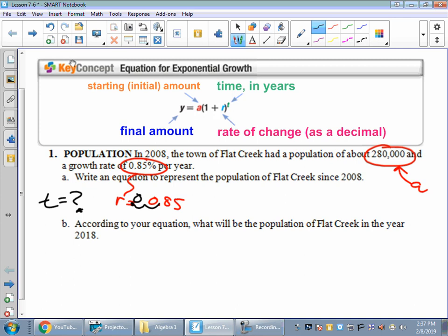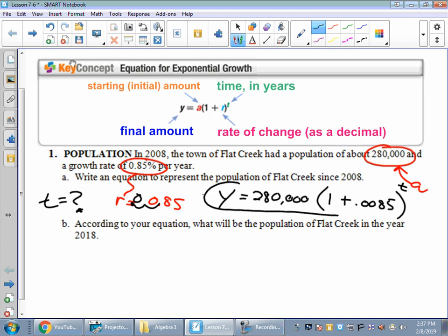So let's just write what we know, what we have. We have a y. That's our answer that we were going to get from the equation. We have an a value over here of 280,000 times 1 plus r. So it's 1 plus 0.0085. And then to the t in time, which we don't have a time, so we're just going to keep it like that with the t there. That's it. That's your equation. Okay, so that's the answer to that one. Just plugging numbers in from the problem.